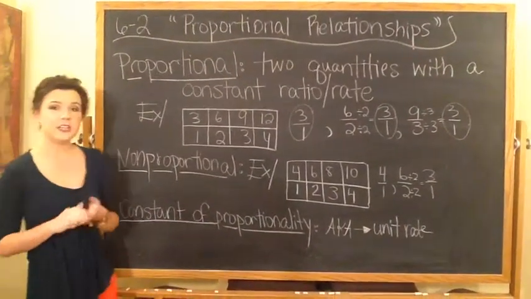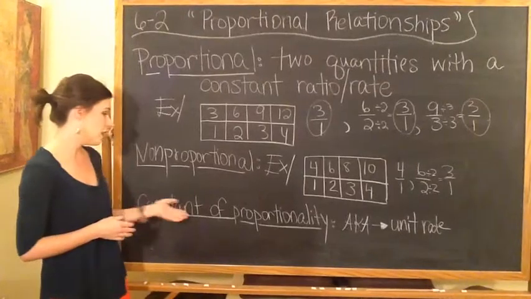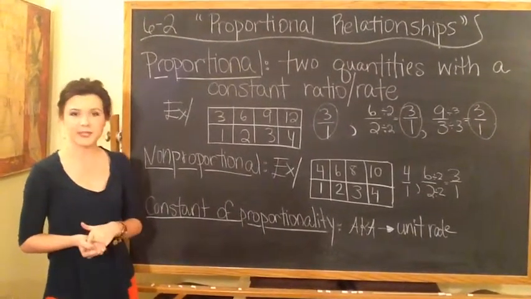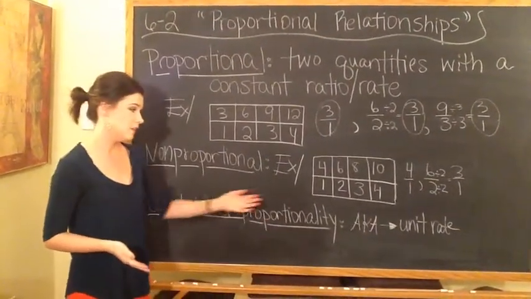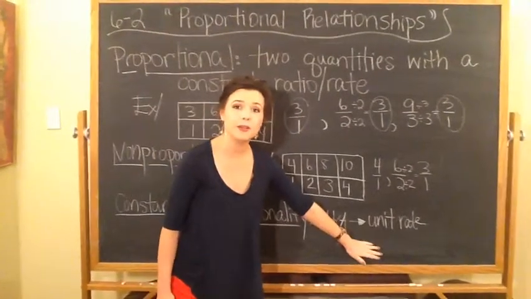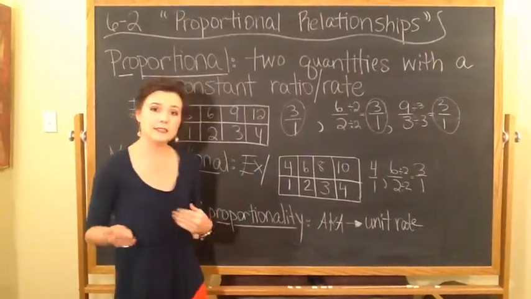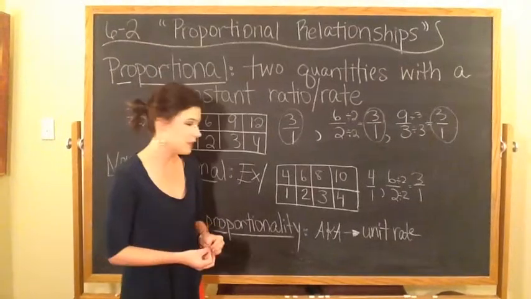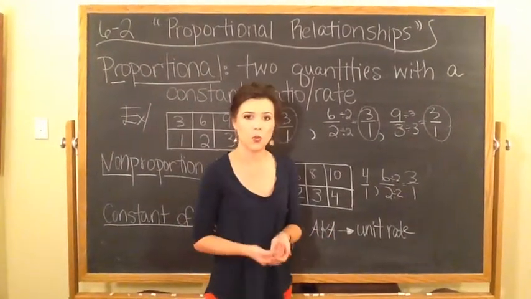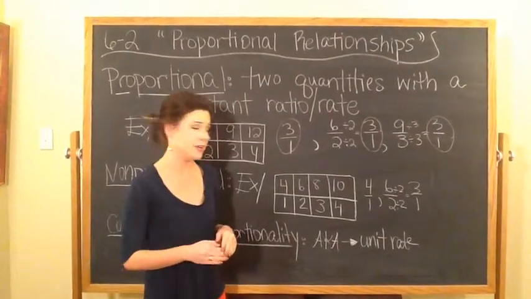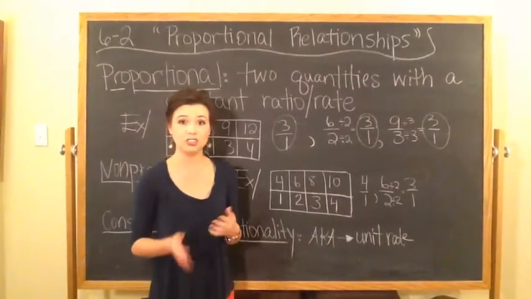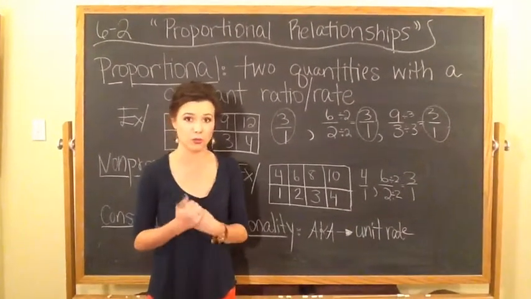Alright, there's also another term you need to know. It's called the constant of proportionality. That's basically a fancy way of saying the unit rate. Last lesson, when we had a ratio, we had to simplify it down to get a 1 in the denominator. Remember, unit means 1. So we get a 1 in the denominator, and that is what we're doing here, to check to see if our data is proportional or not.